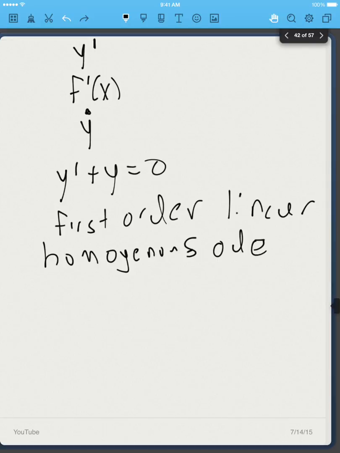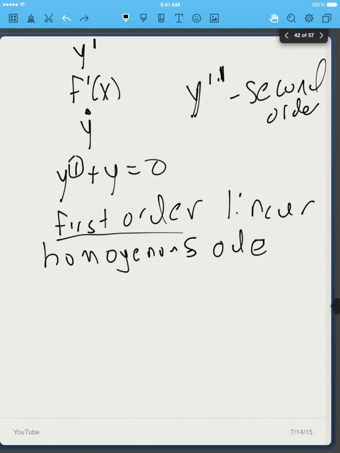The first part is we call it first order because of this derivative. If this was, for example, y double prime, then we would call it second order. If it's the nth derivative, we call it nth order. So really this first part only says what's the highest derivative in the differential equation. Now let's talk about linear.